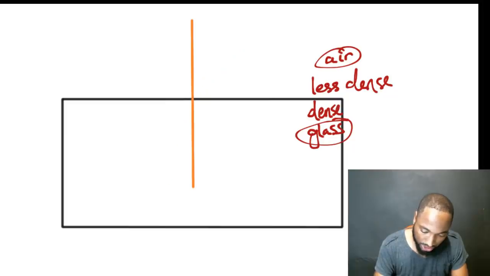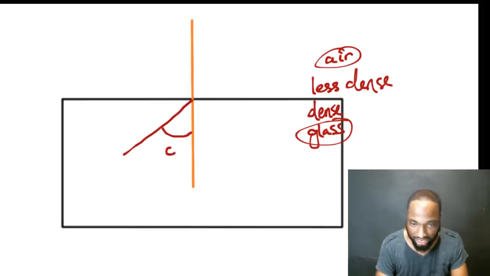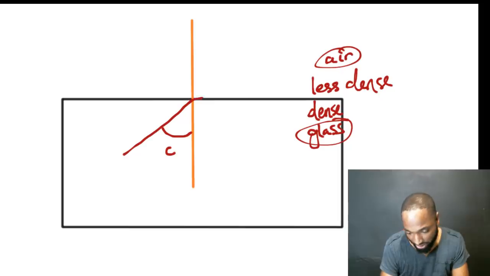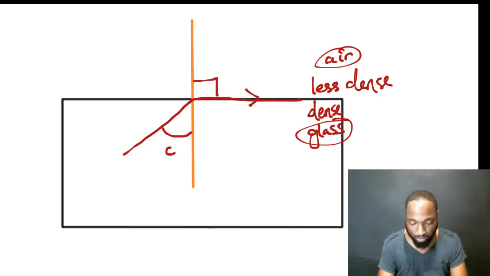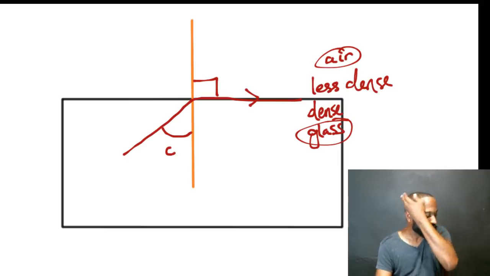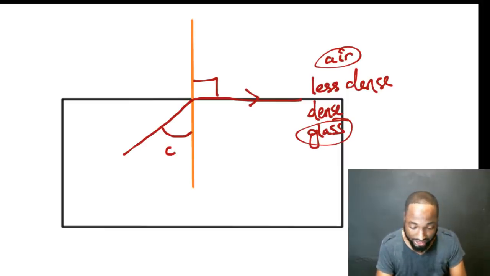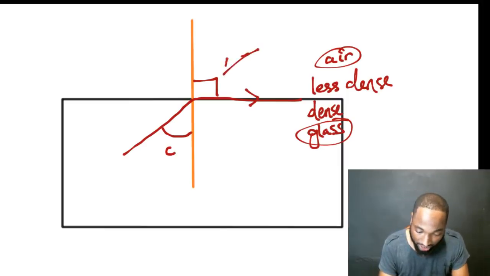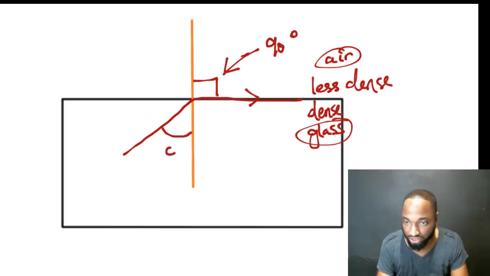Then when we push this more this way, refraction is still there. When we reach a certain angle of incidence, called the critical angle, the ray will refract so much that it makes 90 degrees here. So this is the point of no return. The critical angle is the angle of incidence that makes the angle of refraction equal to 90 degrees.